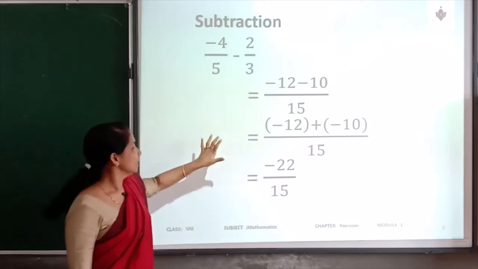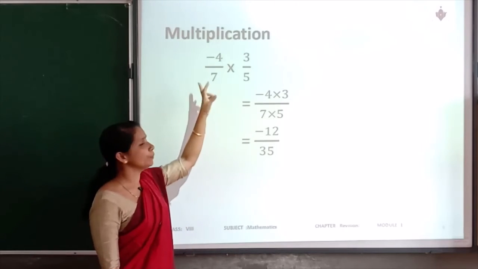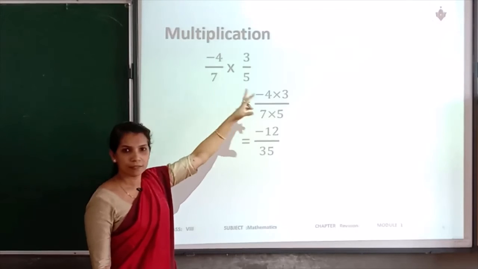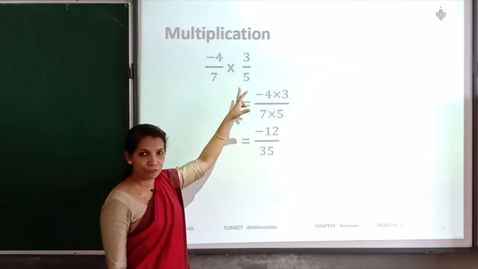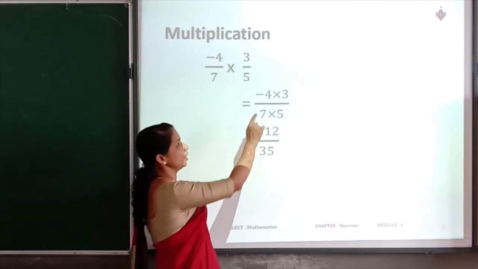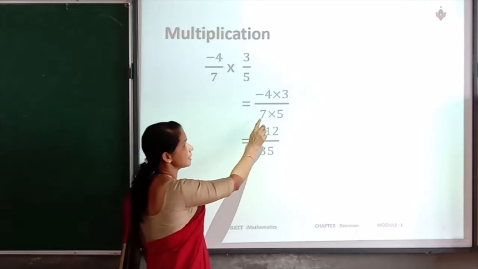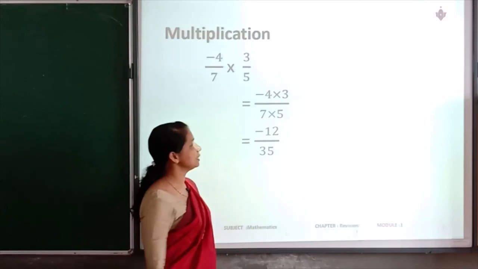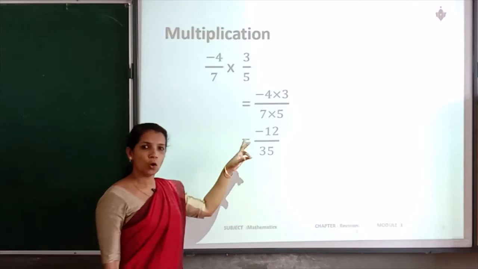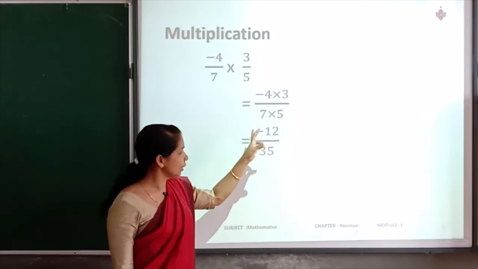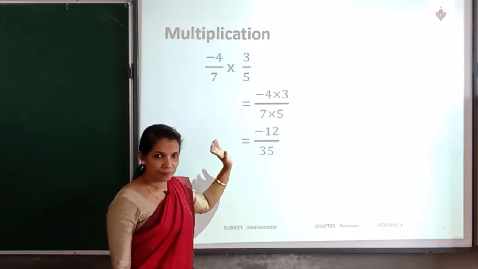Okay. We will see the multiplication. Multiplication very easy. Just multiply the numerators and denominators. Negative 4 by 7 into 3 by 5. Numerators negative 4 into 3 divided by denominators 7 into 5. So answer is negative 12 by 35. If there is any common factor, you can cut in the numerator and denominator. Here there is no common factor.